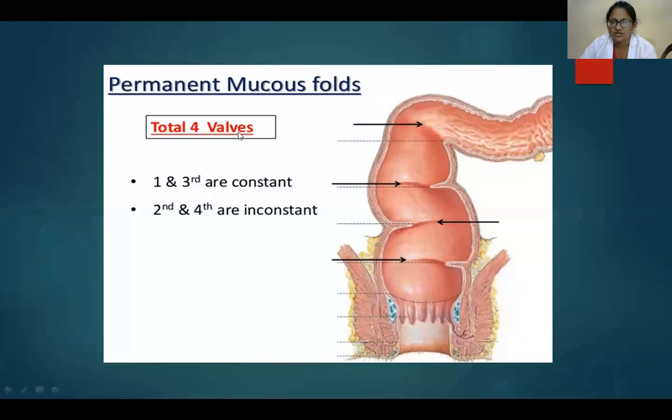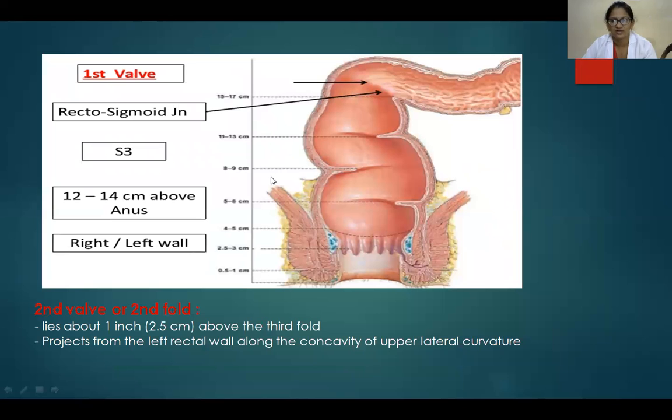Totally there are 4 valves. This is the first valve and this is the third valve; this is the second valve and this is the fourth valve. The first and third valves are constant, and they lie toward the right lateral curvature. The second and fourth lie toward the left side of the lateral curvature, and are inconstant. These are the 4 Houston's valves, or permanent mucosal folds.